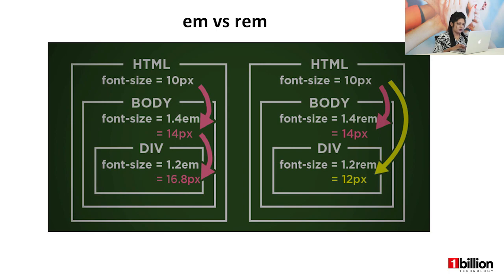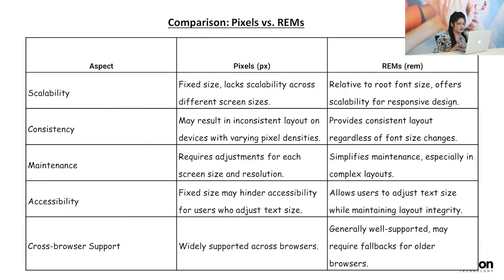Then we talked about the REM. Here you can see the REM unit is always relative to the root element, which means the HTML element. Here you can see all the font sizes are relative to the root element. Here font size 1.4 rem is equal to 14 pixels, and here 1.2 rem is equal to 12 pixels.